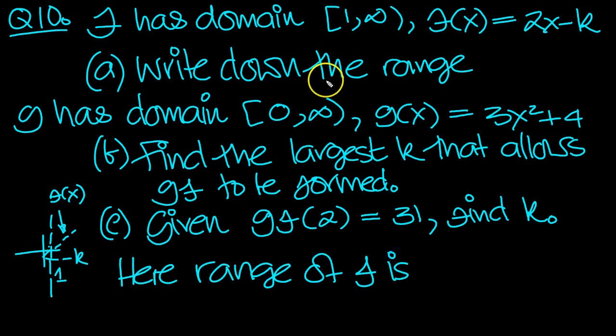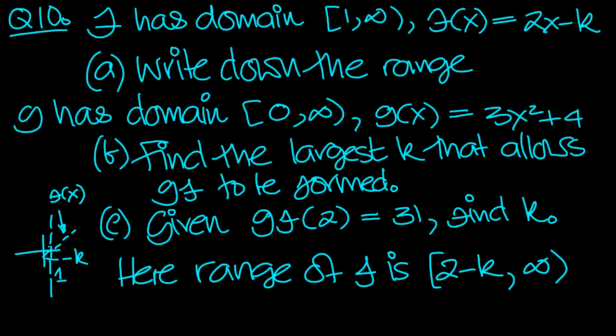The range of f is, okay, because it's an increasing line, the smallest value of the range would occur at 1, wouldn't it? So if we put 1 in here, we get 2 minus k. That's the smallest value it can have. Because that was a closed point, it touches the smallest value. And then it continues to increase. All the y values continue to increase as it goes forward on the domain, so it shoots off to infinity. So there's the range.